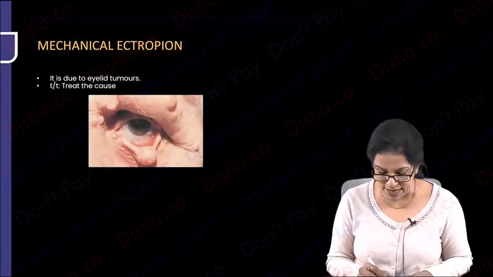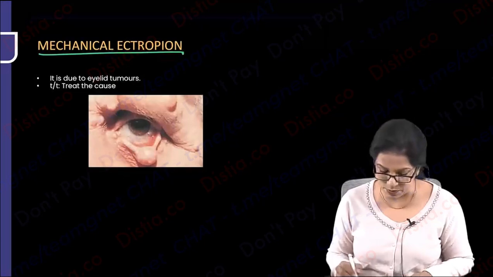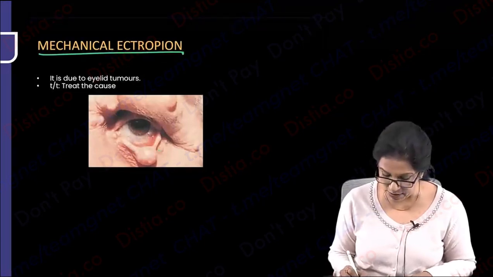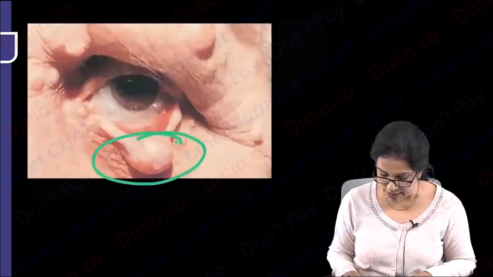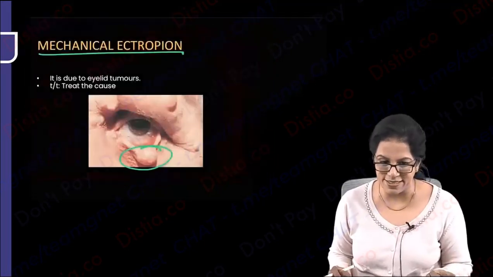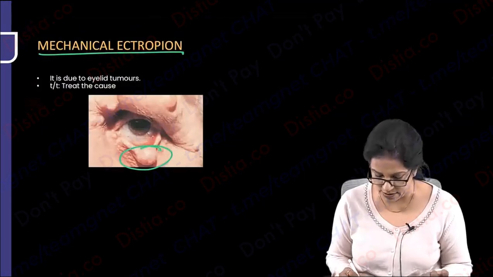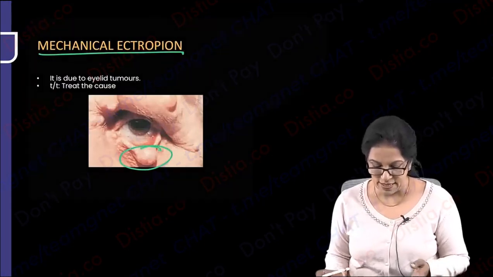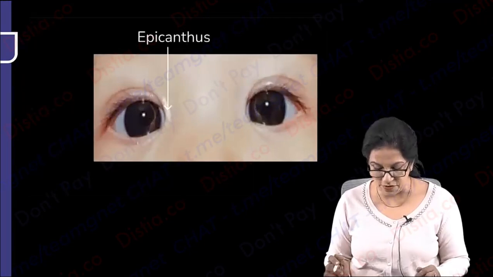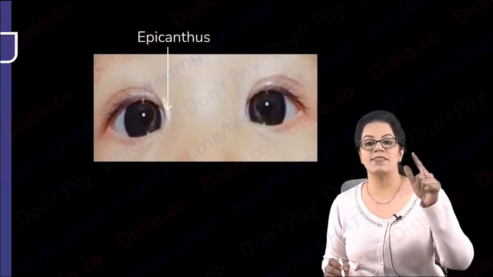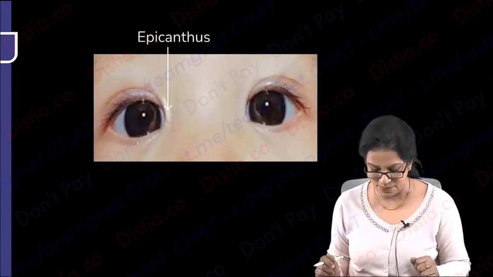We next talk about mechanical ectropion. Mechanical ectropion, as I said, is any swelling which is causing an ectropion like this. So you have to just remove the cause, right? Treat the cause, like eyelid tumors. Okay, this is a slide of epicanthus. You saw epicanthus inversus. This one is epicanthus.